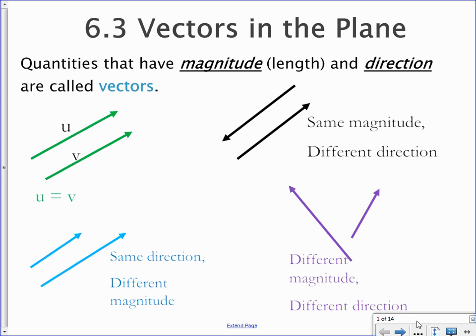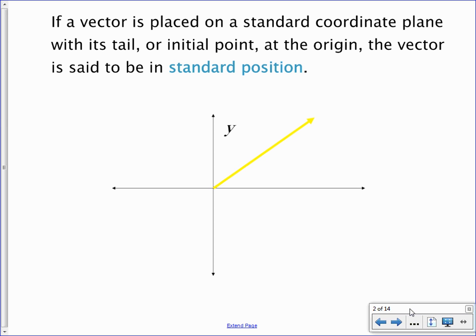We can place vectors anywhere, but it is going to be easier to think about vectors when they are in standard position. A vector in standard position means it is drawn from the origin. It's easier for us to think about what that vector looks like if it's drawn in standard position, where its tail or initial point is at the origin, and then it's drawn from there.